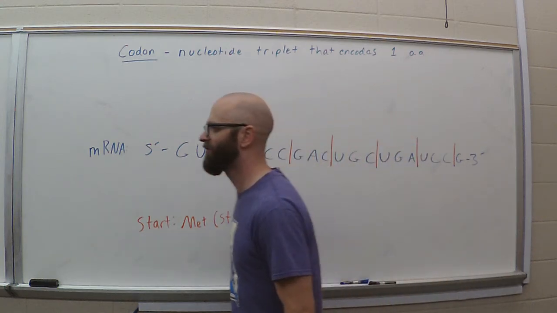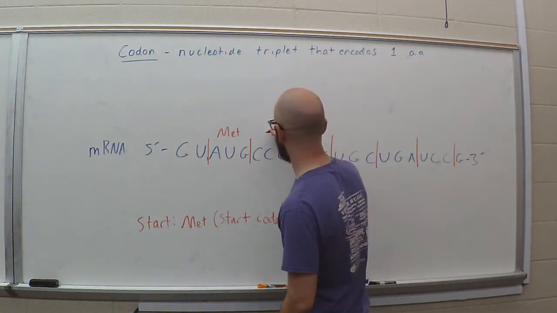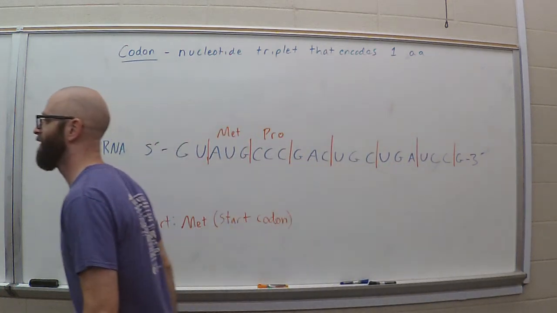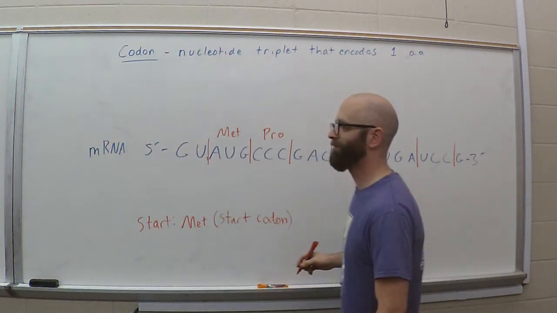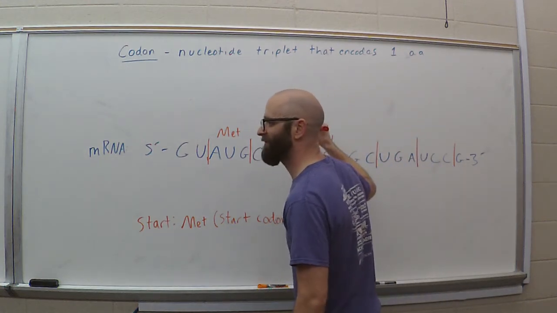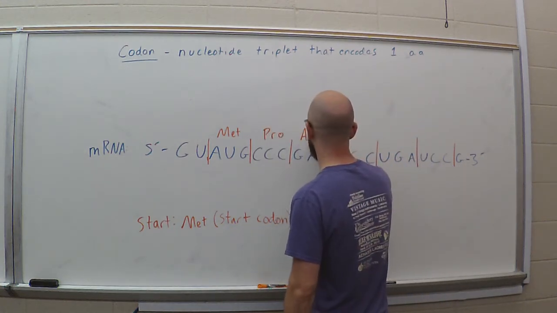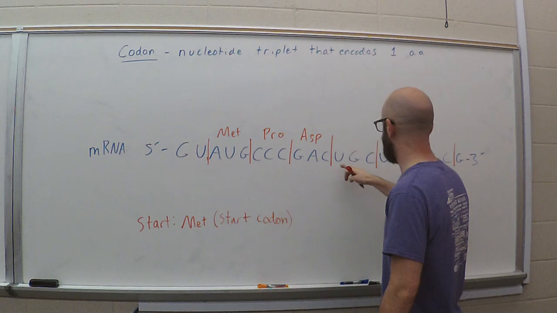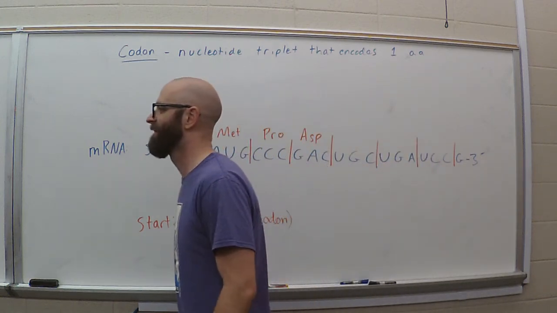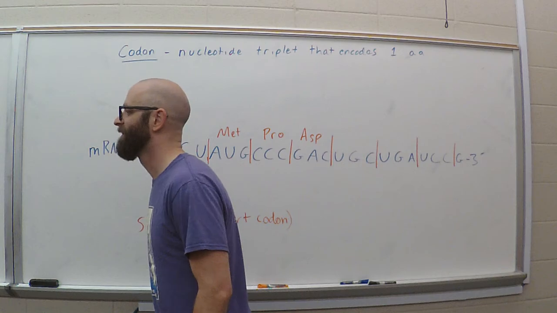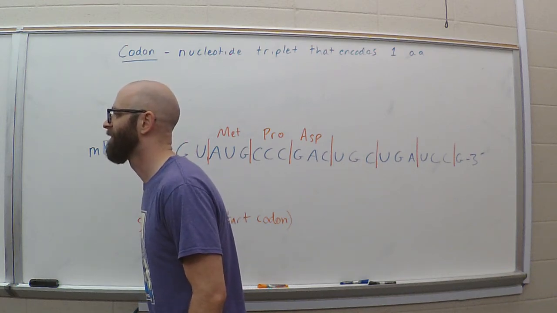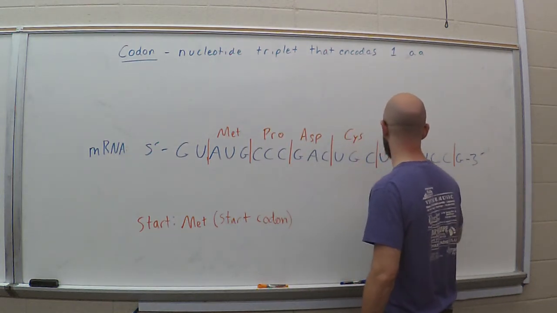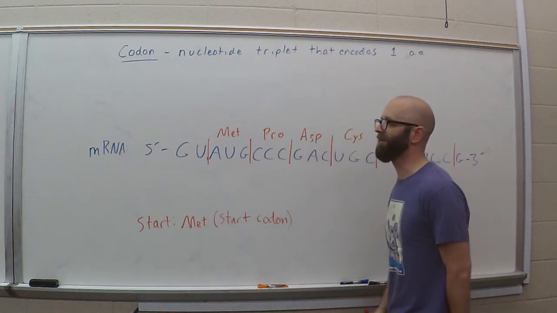CCC encodes proline, P-R-O. GAC encodes asparagine, or no, aspartate. Yeah, ASP. You just need to get these 3 letters right. You don't need to know what they mean. UGC, what is that? Cysteine. CYS. UGA. Well, I already know what that one is.